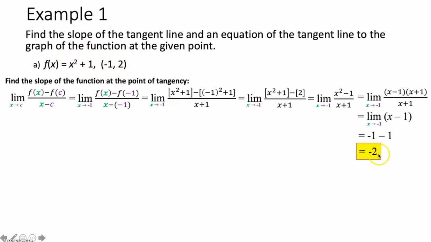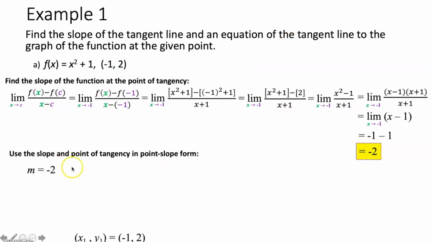It's -2. Now, if I want to find the equation of the tangent line to this function at this given point, I already know the slope and I already know the point of tangency. And all you need to create an equation of a line is just a point and a slope. So I know my slope, I know the point of tangency, I plug them into point slope form, y minus y sub 1 is equal to m parentheses x minus x sub 1, and I simplify.